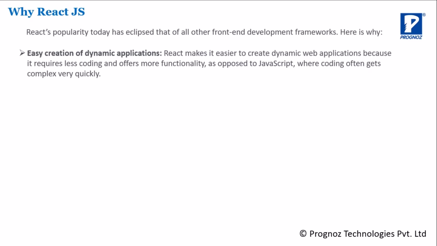Dynamic means we can change according to the requirement, and the data will be changed from time to time. That is nothing but dynamic. So React makes it easier to create dynamic web applications because it requires less coding. We are not going to write too much code to develop a dynamic application. It mostly focuses on functionality because we are using JavaScript code, where coding gets complex very quickly, and we can easily develop complex code by using React.js.